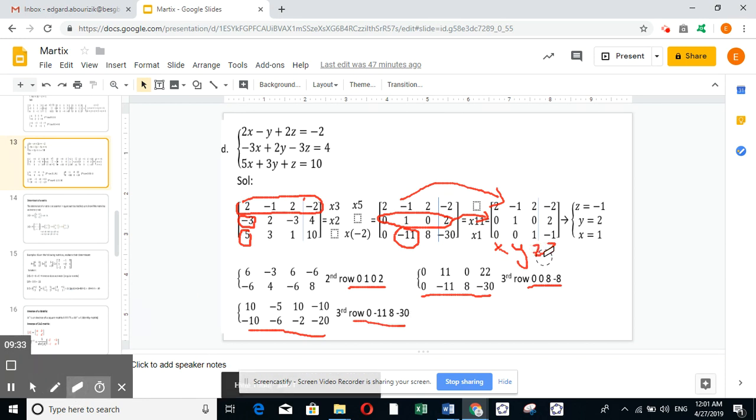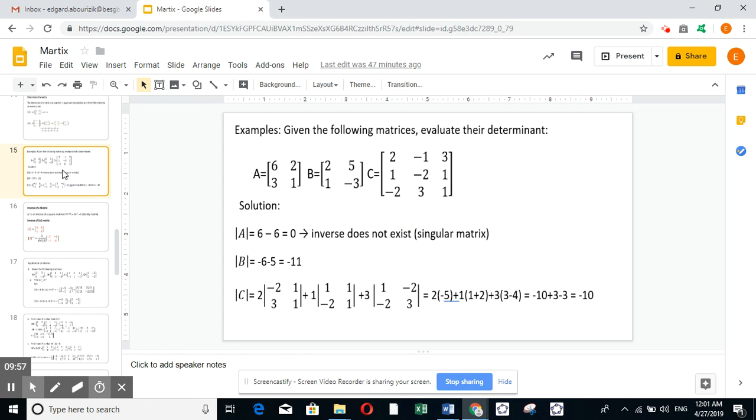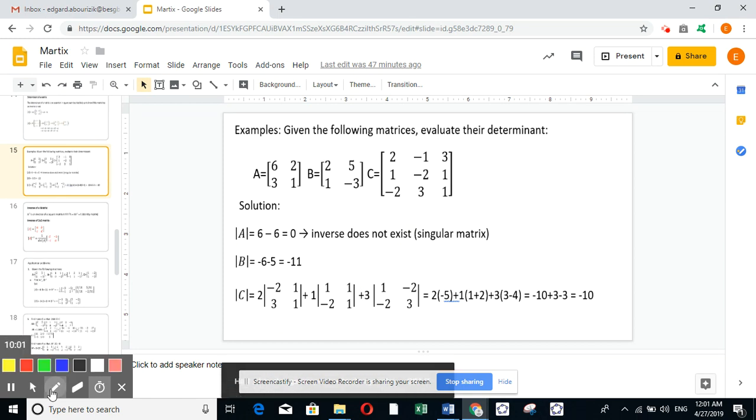So now, z equal minus 1. And then x plus 0 z equal to 2, so y plus 0 z equal to 2, so y is 2. 2x minus y plus 2z equal minus 2. If you replace y by z, you're going to get x equal to 1. You can check it by yourself. This is concerning solving a system of equations using the augmented matrix.